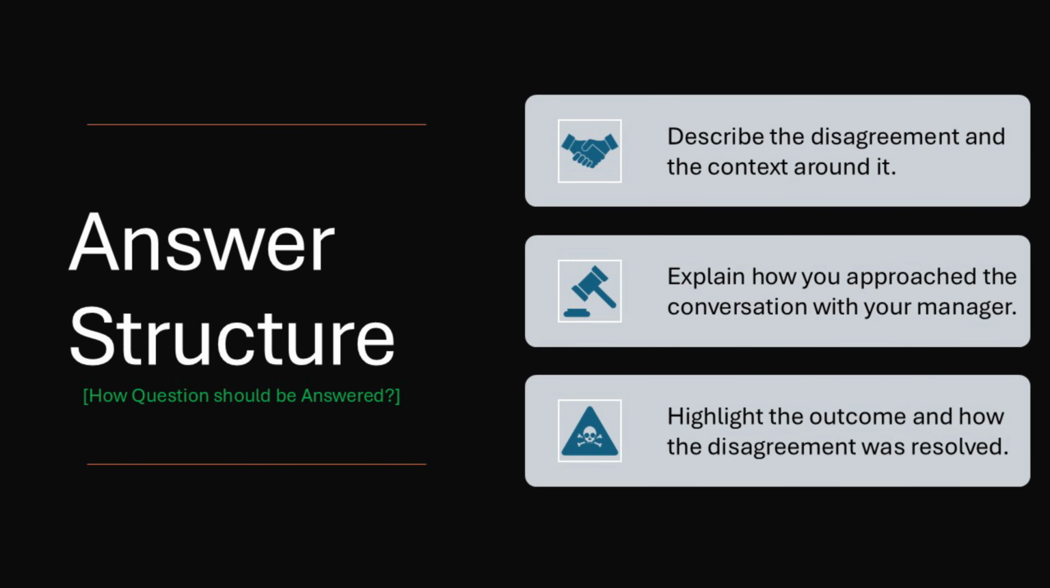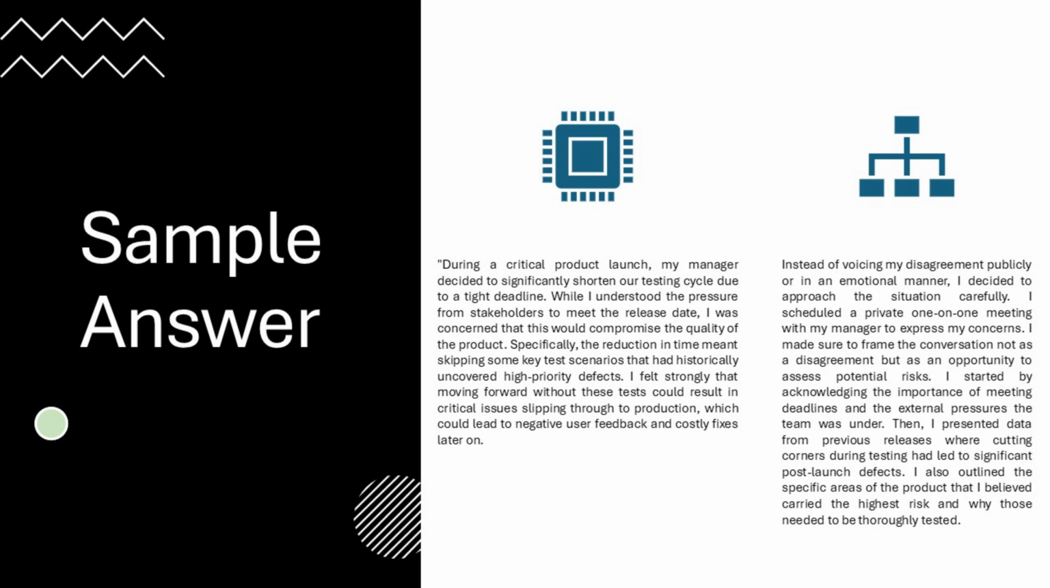Now let's look at how to structure this answer. 1. Describe the disagreement and the context around it. 2. Explain how you approached the conversation with your manager. 3. Highlight the outcome and how the disagreement was resolved. Now here is the sample answer based on the answer structure we discussed.